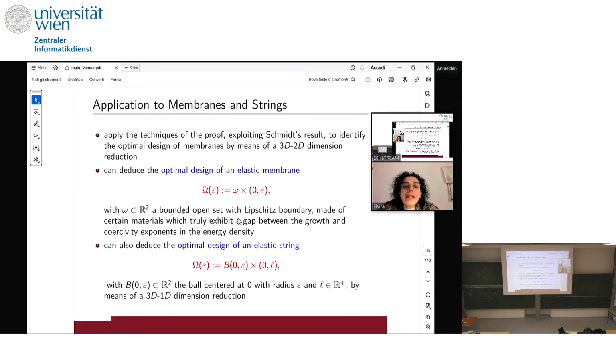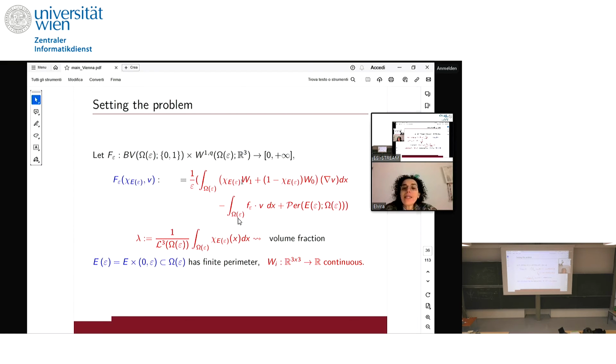So one could consider an elastic membrane or an elastic string, namely there is a 3D to 2D dimension reduction process where one replaces the original set omega by this Cartesian product between omega and (0, epsilon), or one considers a fixed length (0, L) and then multiplies by the ball in R^2 centered at the origin and with radius epsilon. And then the idea is that one wants to minimize these energies here, assuming that, for instance, one has a set at least of this cylindric type, E times (0, epsilon), if we are in the 3D to 2D dimension reduction setting.